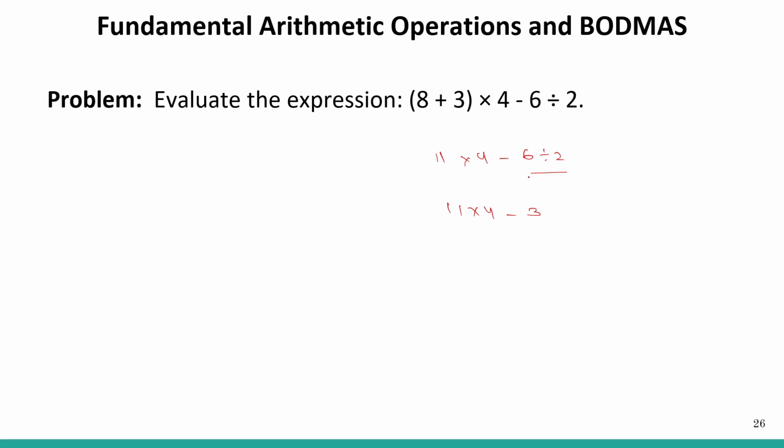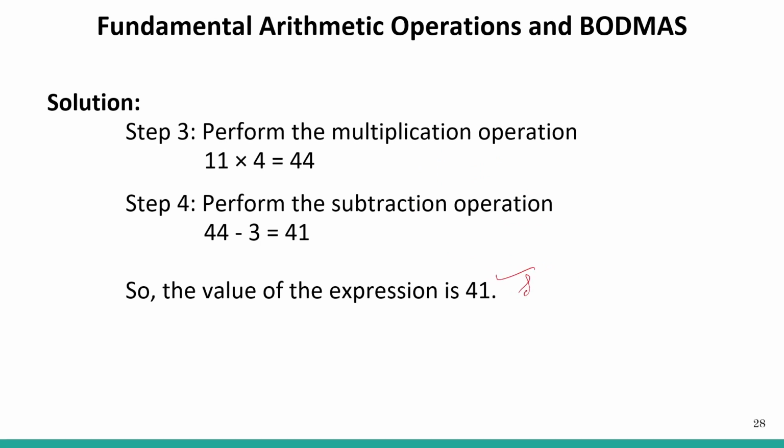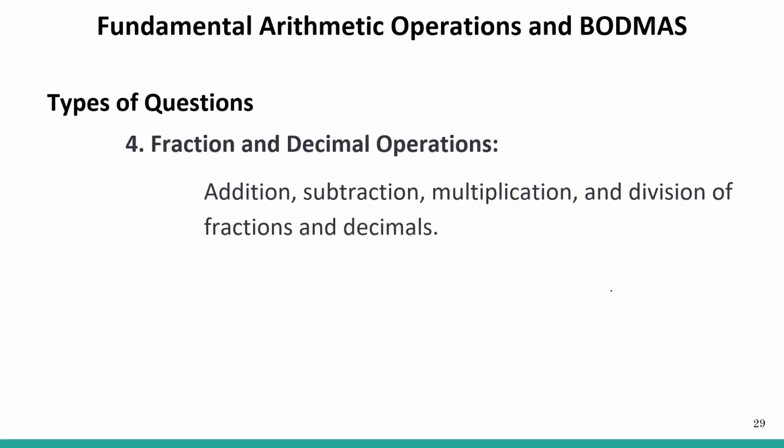So what we search for next is multiplication. So 11 into 4, that is 44. Then we try to add, but there are no addition symbols involved here. So that is why we go for subtraction, and there is one. And then what we are left with is 41. So 41 is the final answer.